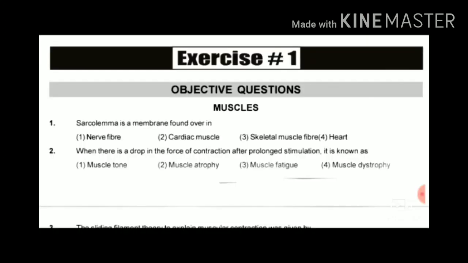Hello students, in this video we are going to discuss some objective questions of locomotion and movement. The first topic in this chapter is muscles. So let's discuss some objective questions related to the topic muscles.